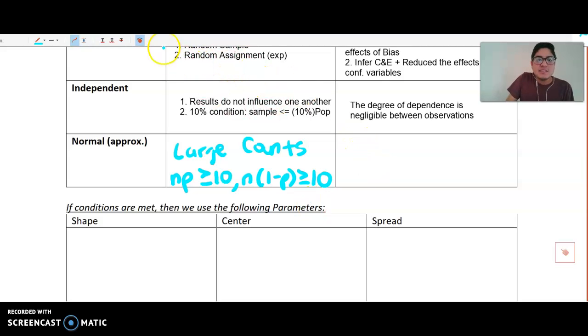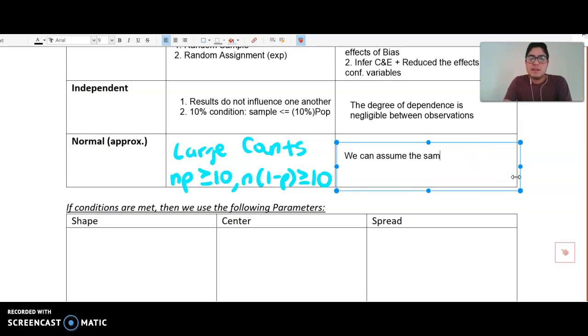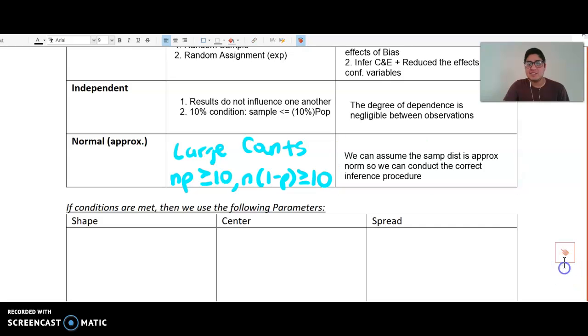And the reason we need this condition is so that we can assume the sampling distribution is approximately normal, so we can conduct the correct inference procedure. That procedure could be a confidence interval, or it could be a hypothesis test. So we need that normal approximation so we can correctly calculate the test statistic, the interval, the p-value, etc. It all is kind of building into this puzzle that is inferential statistics.